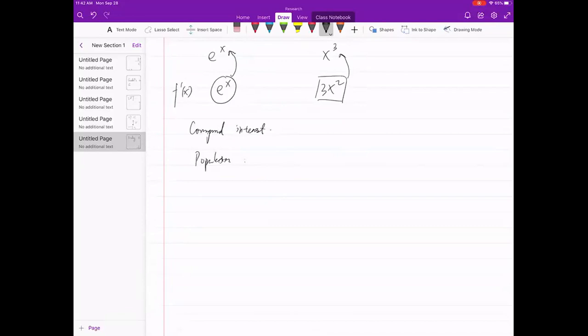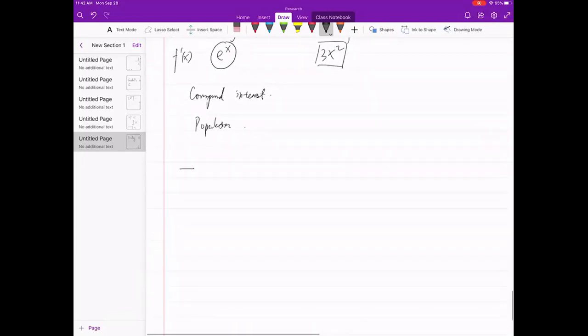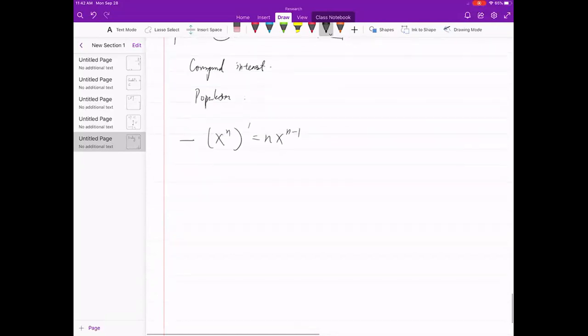Okay, that's all we got from 3.1. Three things to take away. First one, the derivative of this is this. n can be any real number. Second, the derivative of this is this. And the third, f plus g.